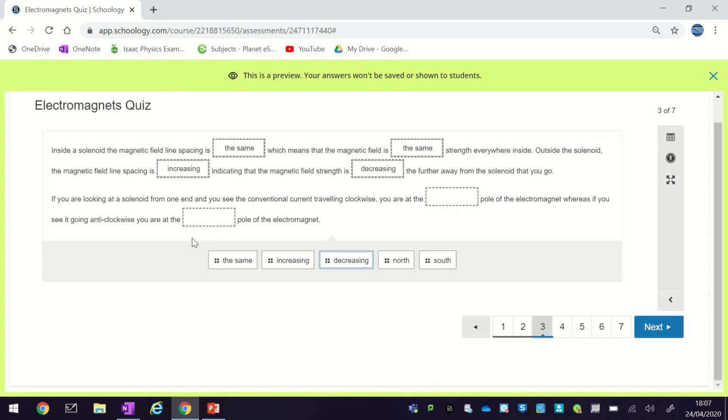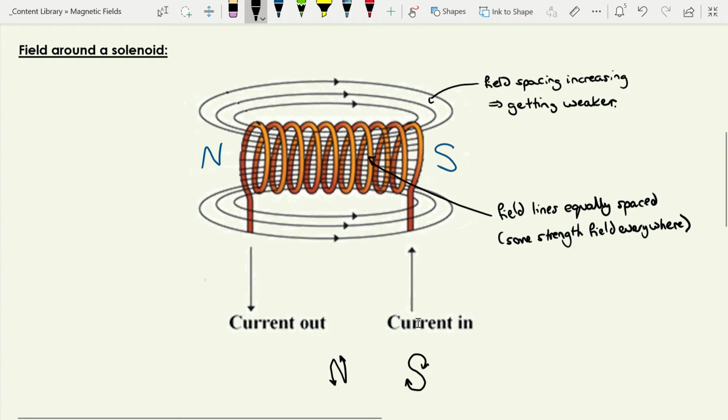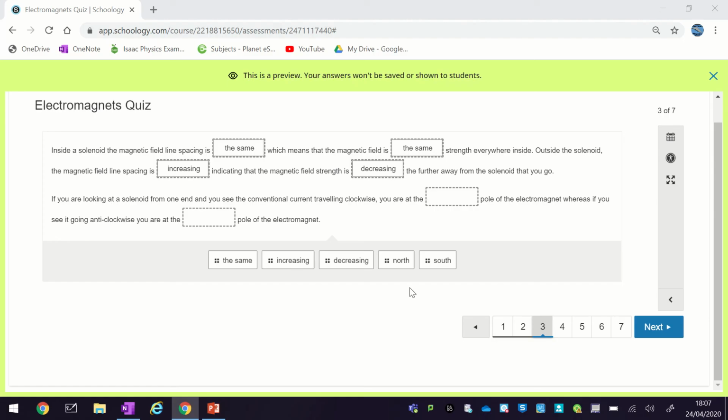So if we return to our question, if we see conventional current going clockwise, you can see that's our south pole. Whereas if you see it going anti-clockwise, we're at the north pole of our electromagnet.